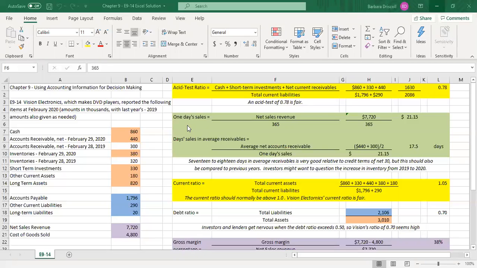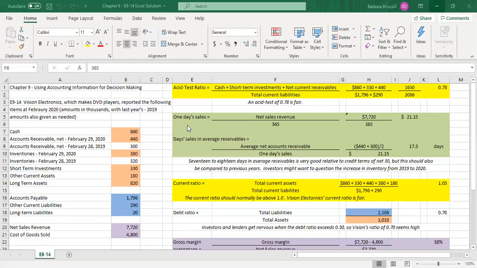So looking at the acid test ratio, we pull from the financial information cash plus short-term investments plus net current receivables divided by our total current liabilities. This gives us a ratio in this example of 0.78. This is considered fair. In general, the higher the acid test ratio, the better able the business is to pay its current liabilities. In general, an acid test ratio of 1.0 is considered safe. However, the answer depends on the industry.